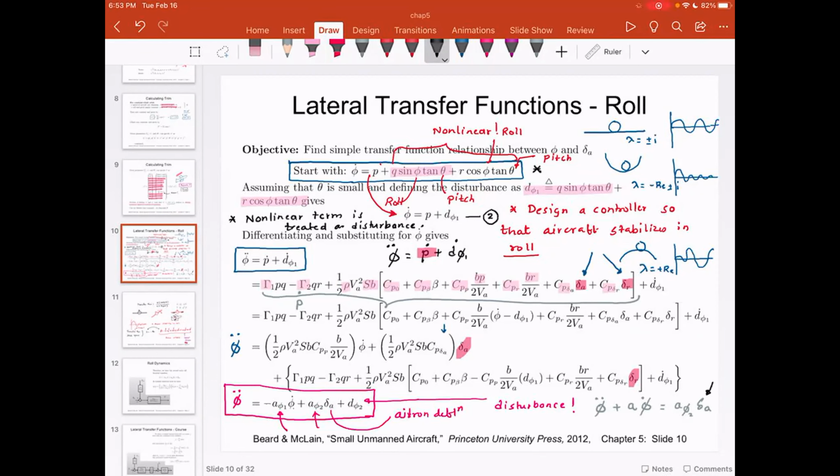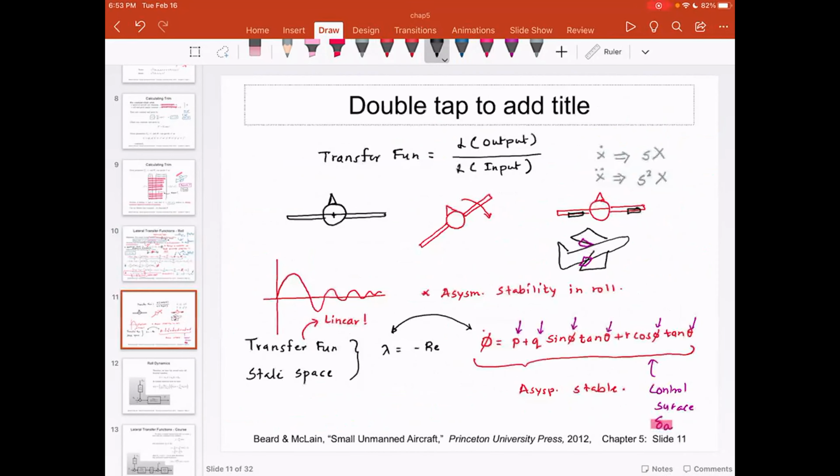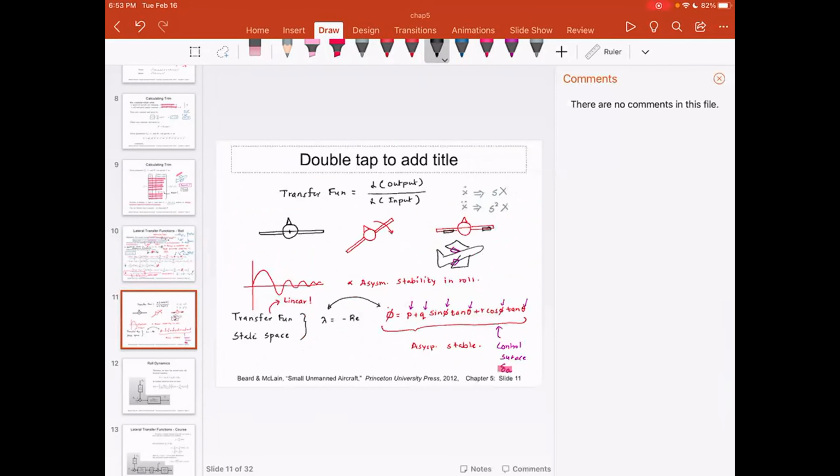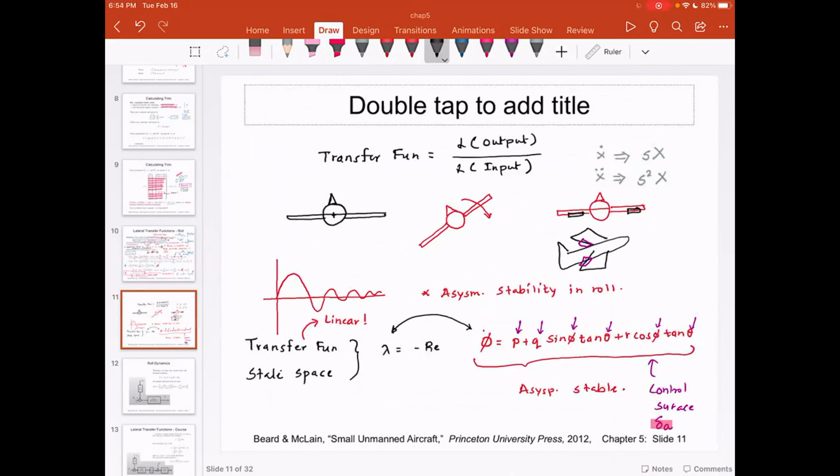And that is all there is to it when we talk about the lateral transfer function control. In other words, it allows me to relate aileron deflections, delta A, so that I can control the aircraft in a fashion I want. So how is it implemented?